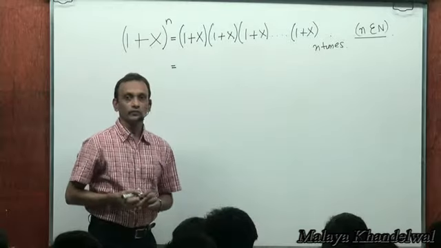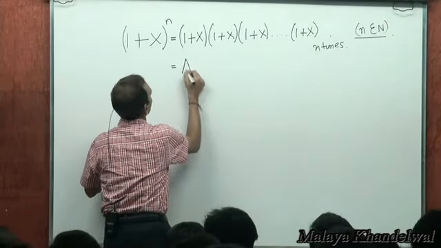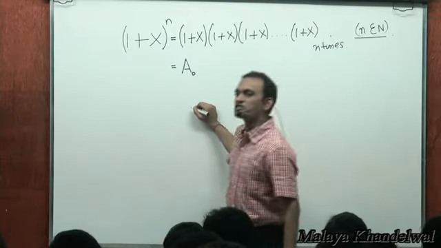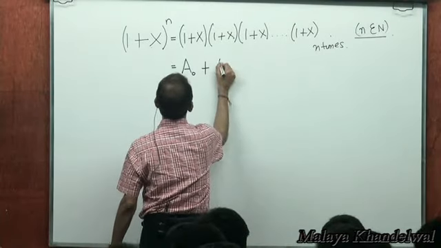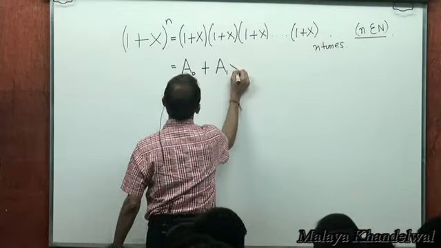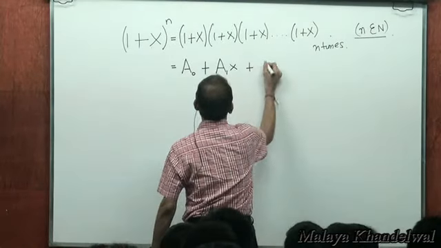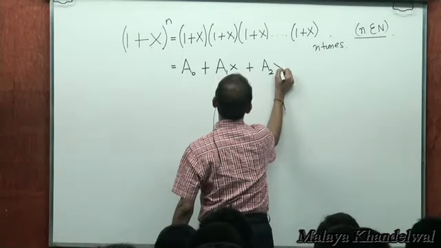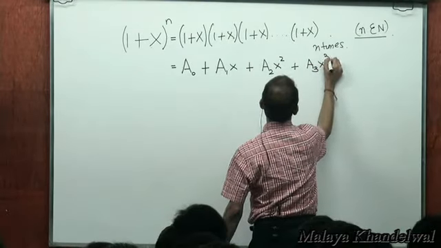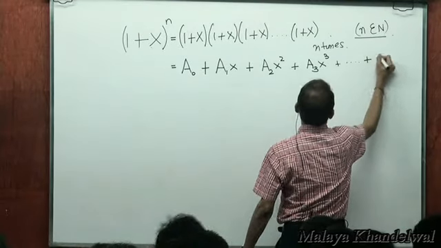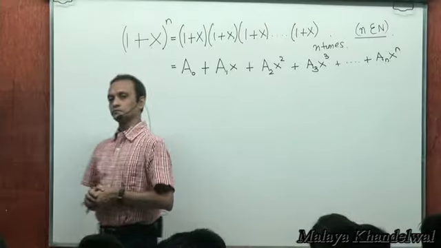Which means the terms would be of the kind, let's say a term with x to the power 0 is a0, right? Then a term with x to the power 1 is a1. This is the coefficient of x to the power 1. Coefficient of x squared, let me call it a2. Coefficient of x cubed, let me call it a3. Coefficient of x to the power n, let me call it an, which is x^n. Yes or no?